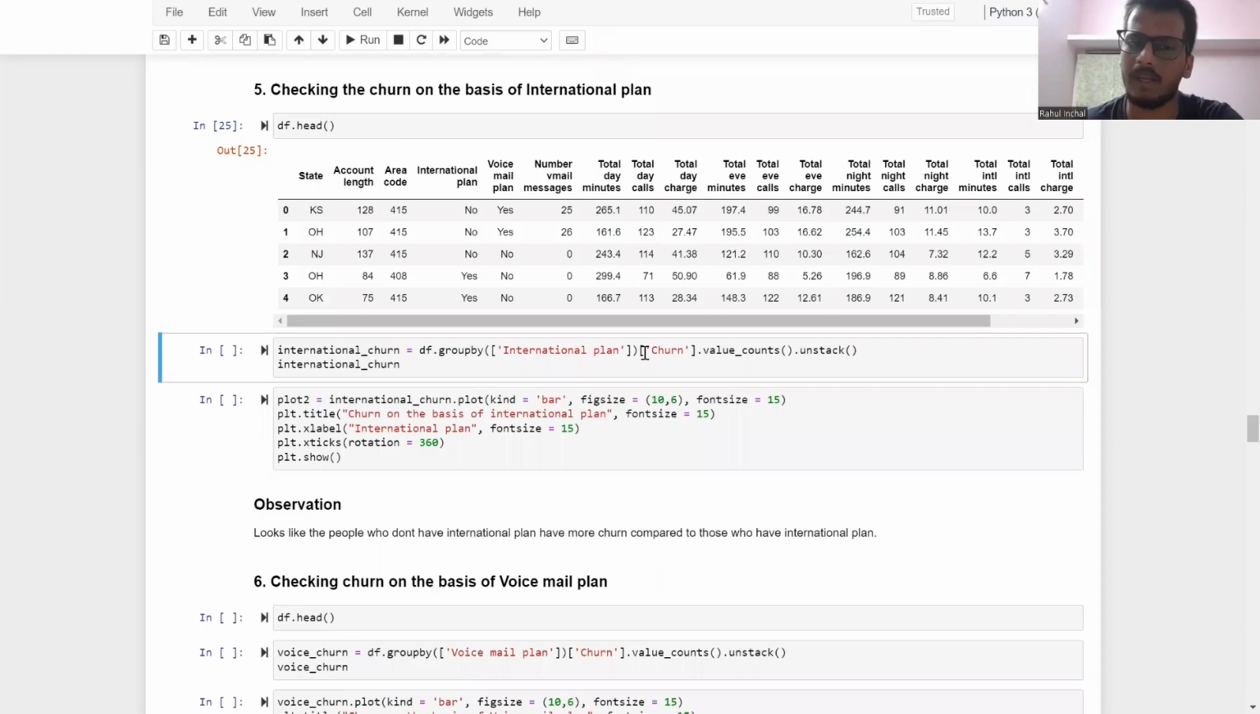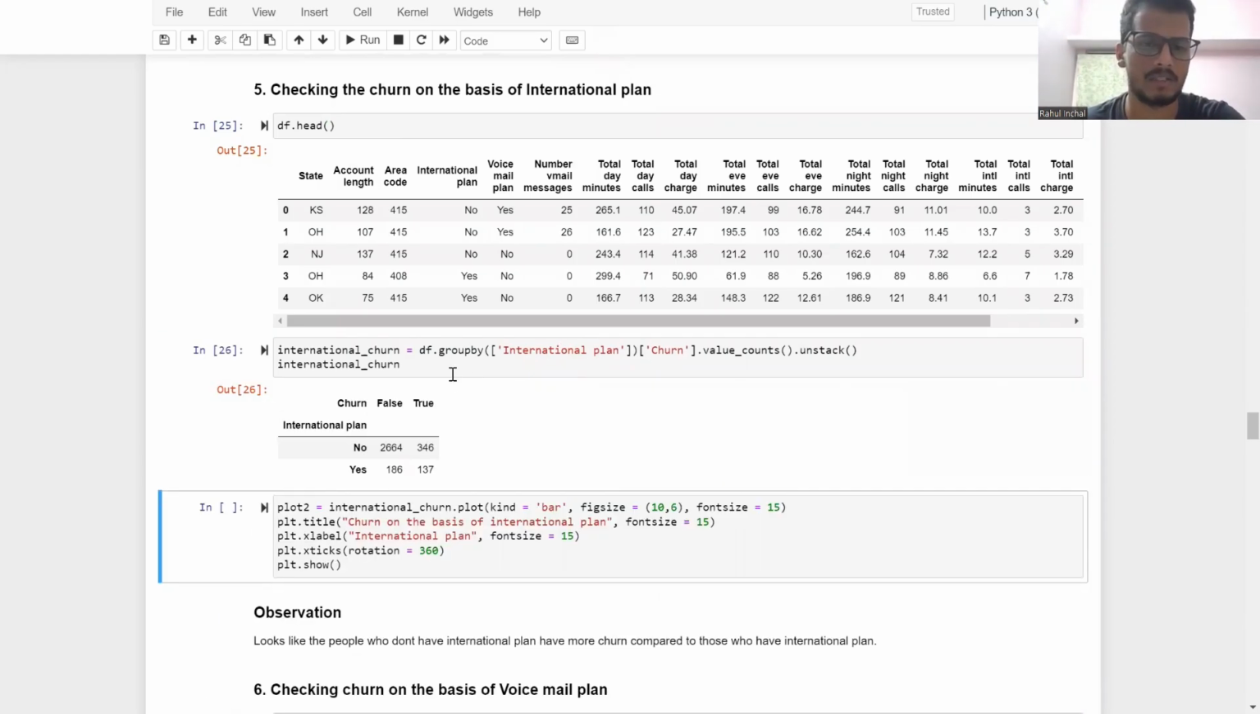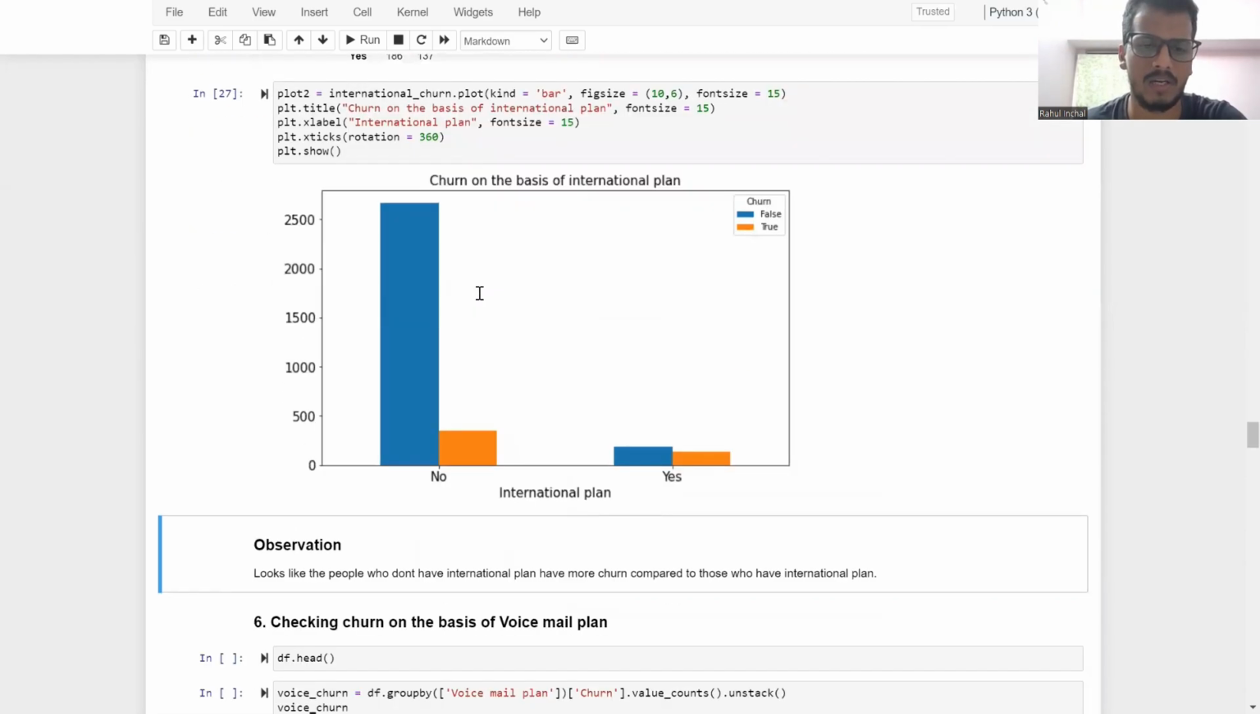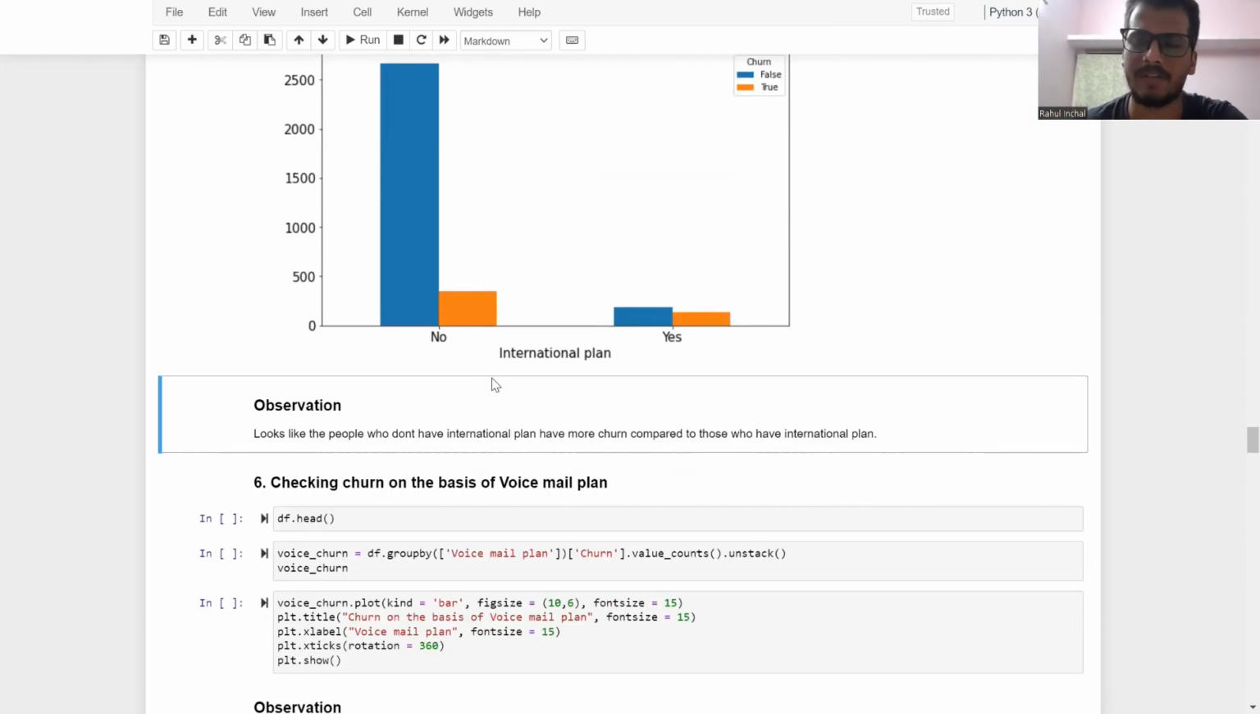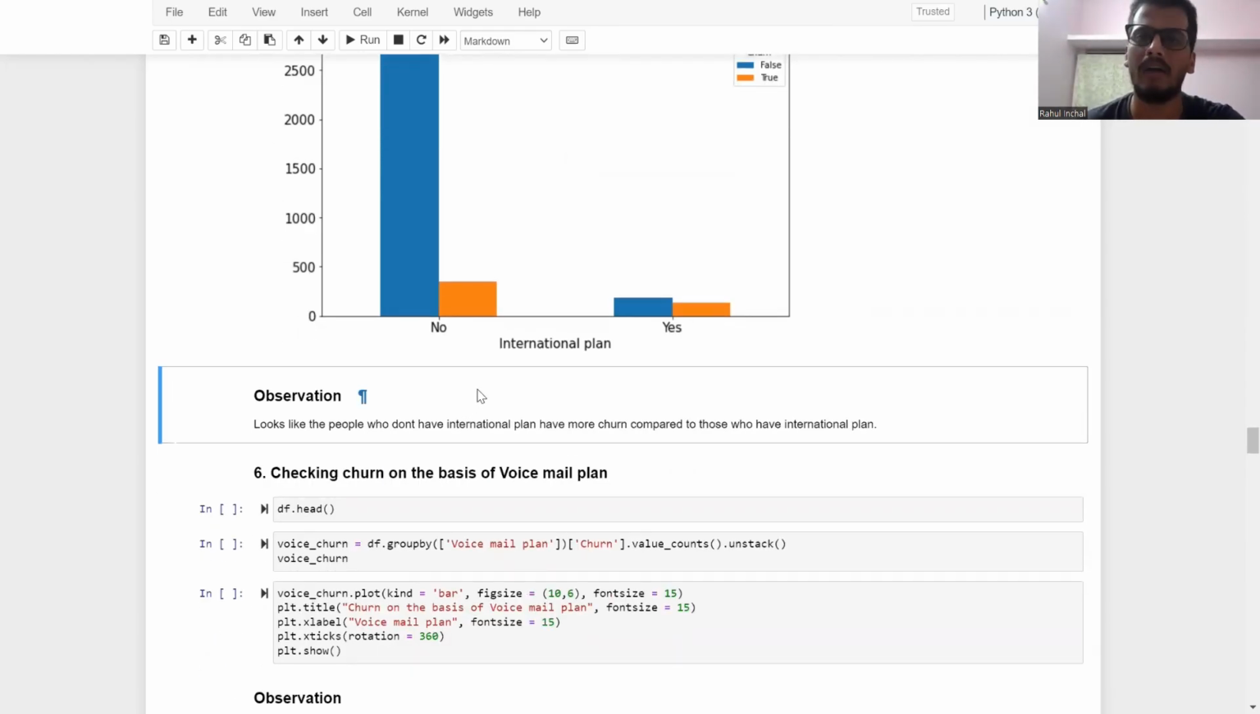Again, I'm grouping it by international plan and churn, then finding the unstack value for that, and plotting the graph. People who don't have an international plan have a high churning rate compared to the people who have the international plan. So this is one good insight which we can draw: those who have international plans are really interested in continuing their subscription. You can see the proportion for that also.